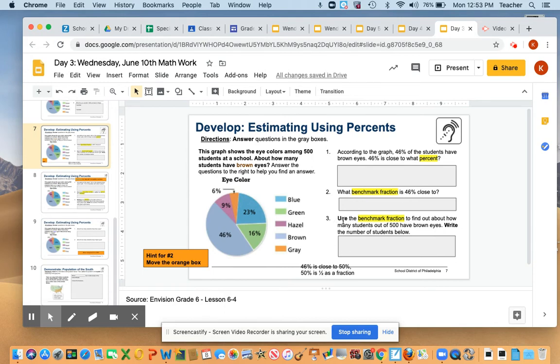Number 3, we want to use the benchmark fraction to find out about how many students out of 500 have brown eyes. Write the number of students below. So if about half of them, remember 46% is close to a half, if about half of these students have brown eyes, we need to find out what half of 500 is. So you can do that by doing 500 divided by 2, and that'll give you your answer for number 3.